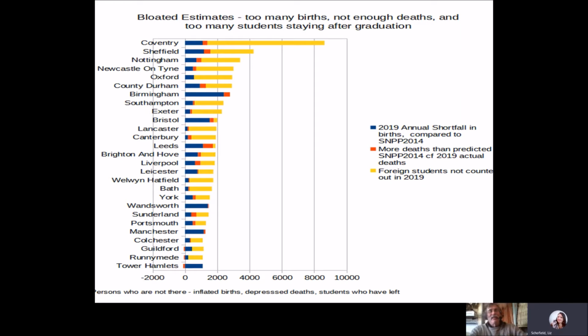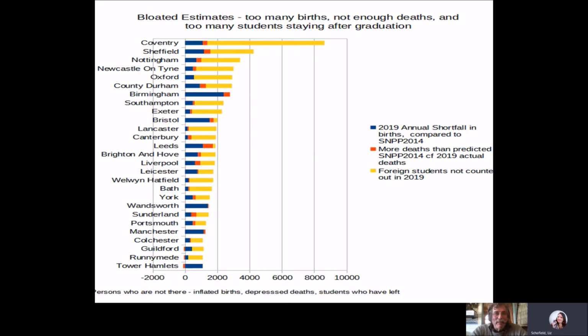This shows 20 places where I think there's a problem with either the number of students coming in and going out, a problem with the number of births being counted, and as well with the number of deaths occurring. One other problem that ONS has is that they're too optimistic about how long people are going to live. So people are dying sooner than estimated, which pushes down population growth.